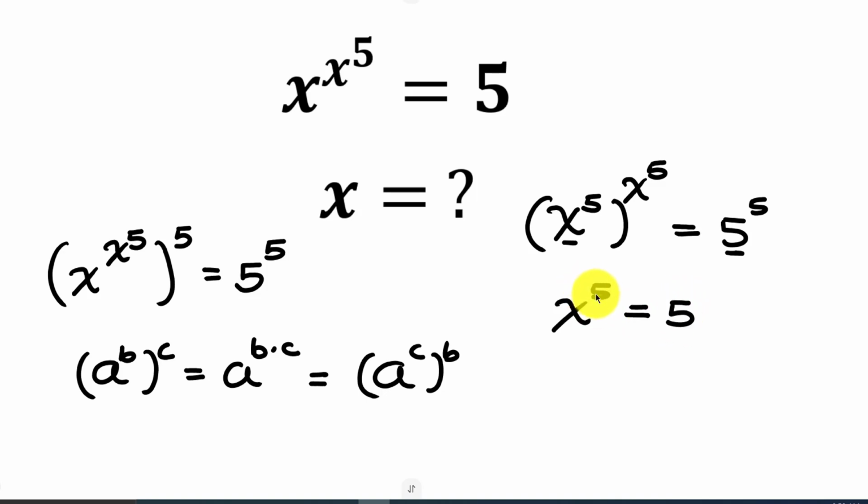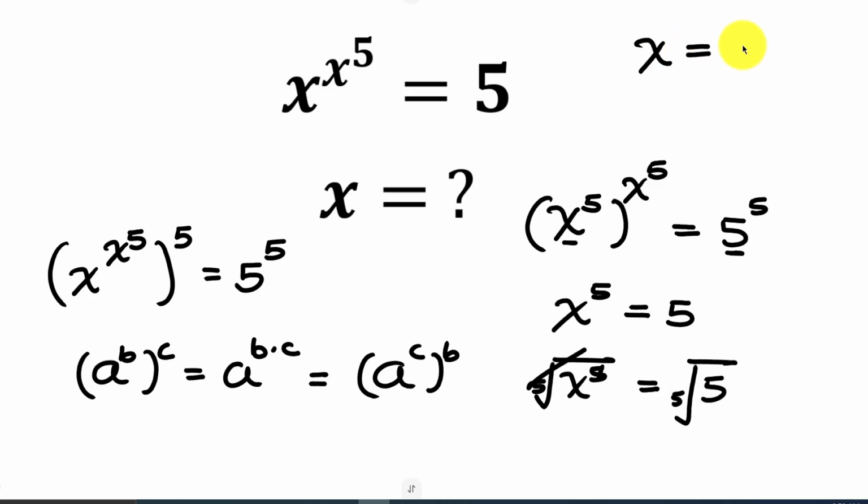Now to get the value of x, I have to take the fifth root of both sides. So I'll take the fifth root of x to the power of 5, equal to the fifth root of 5. Very good. Now notice that the fifth root cancels out the power of 5, leaving behind x, let me write it here, equal to the fifth root of 5. And this becomes our final answer.